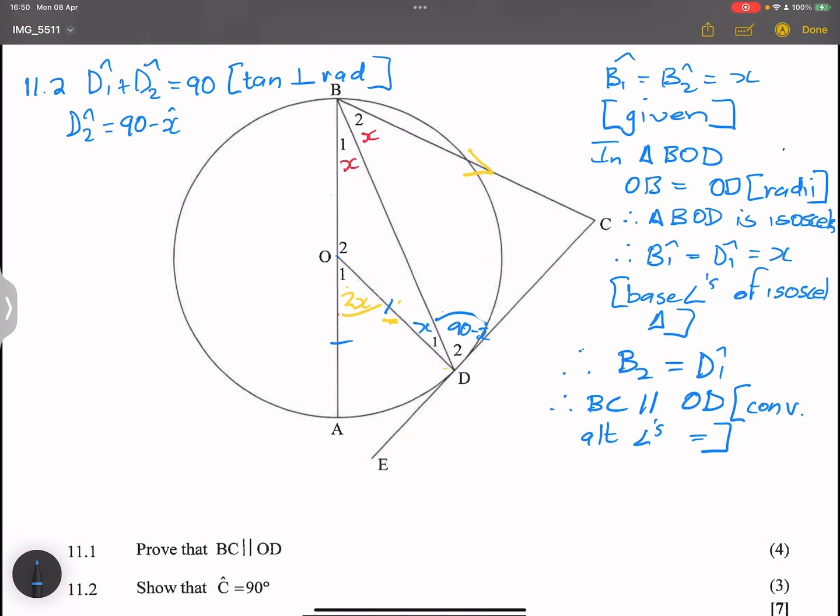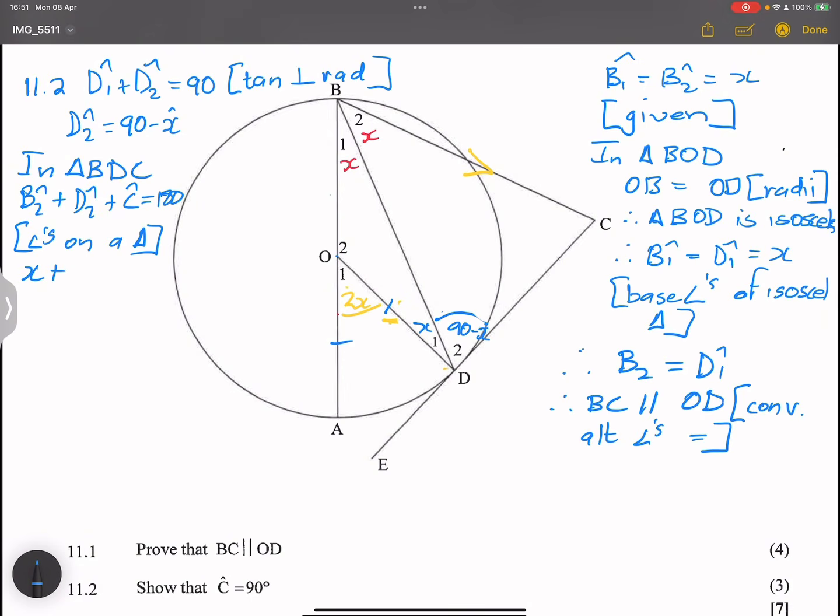But then we go into triangle BDC, okay? So B2 plus D2 plus angle C, that will equal 180. Why is that? Angles in a triangle. So we know the value of B2. We said B2 is equal to X.